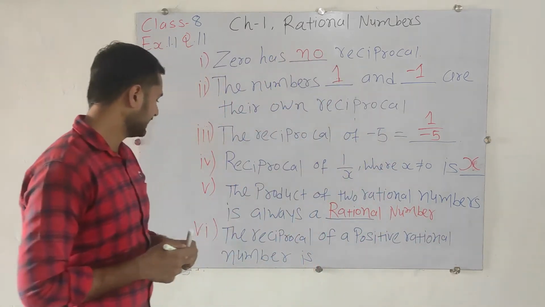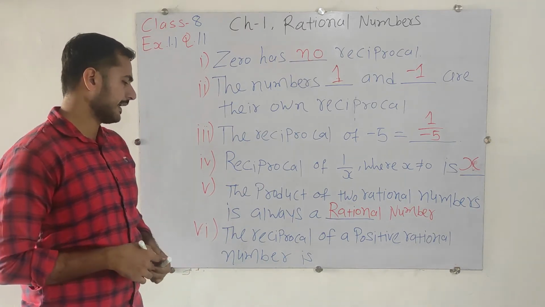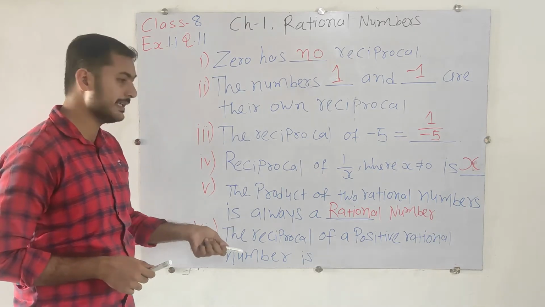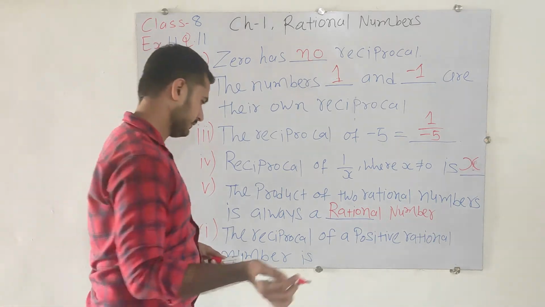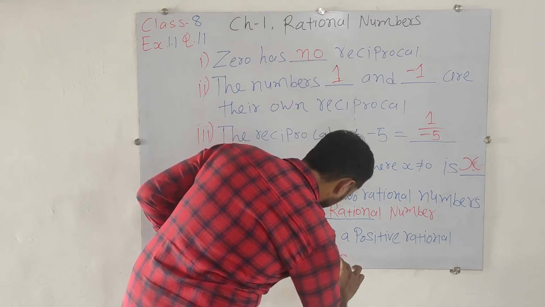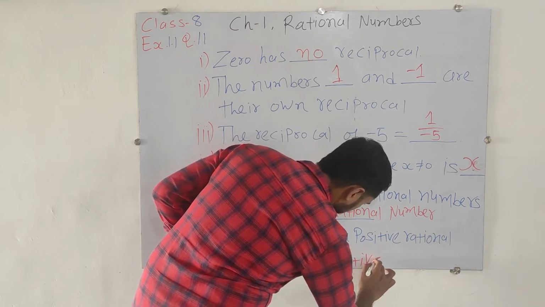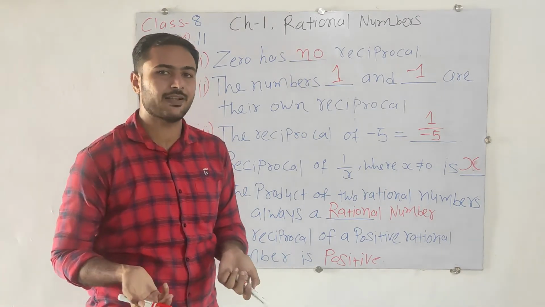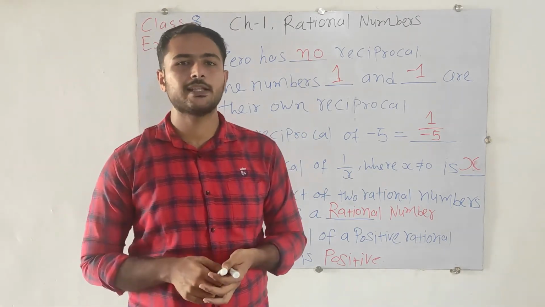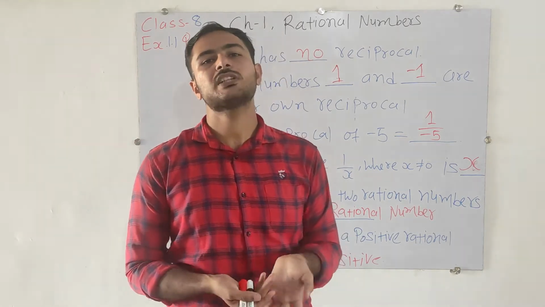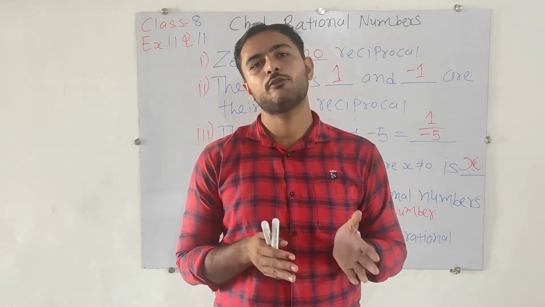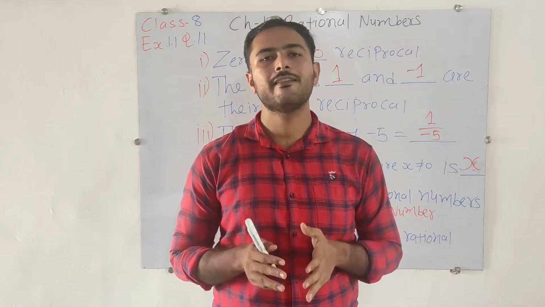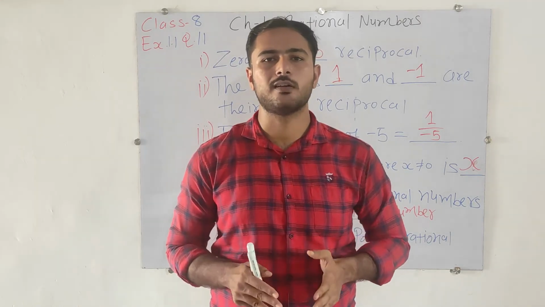Rational number only. Then the last, the sixth one, that is, the reciprocal of a positive rational number is positive only. Because the reciprocal of 1 by 5 is 5, of 1 by 7 is 7, and the reciprocal of 10 is 1 by 10. So whenever we choose any positive rational number and take its reciprocal, that is always positive. So here we have completed exercise 1.1.